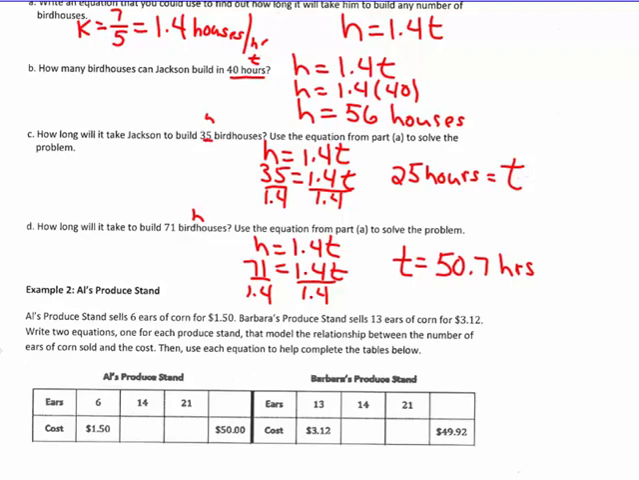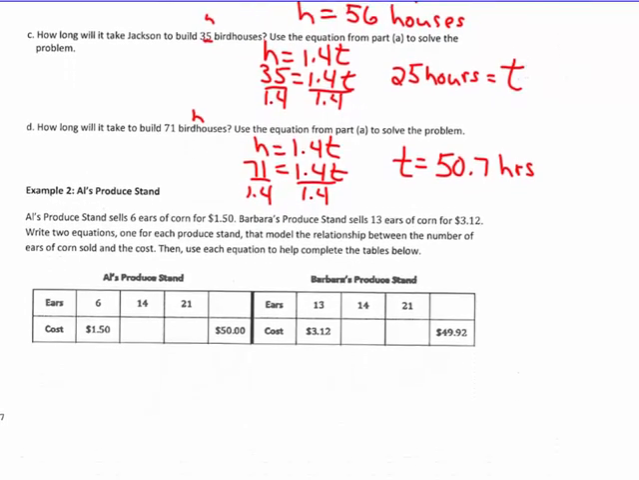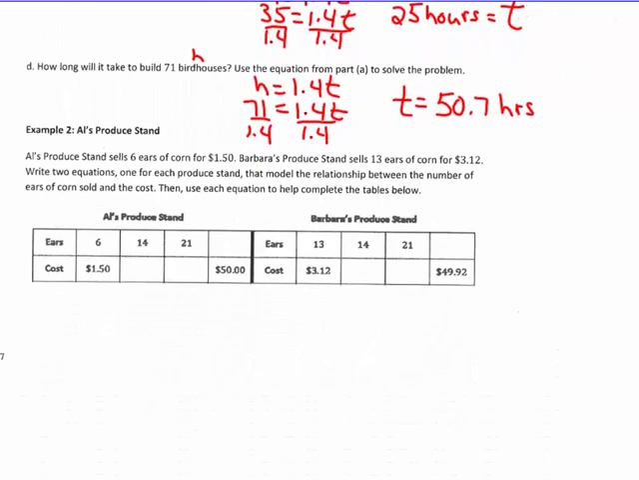Okay, next example. So Al's produce stand sells 6 ears of corn for $1.50. Barbara sells 13 ears for $3.12. Write 2 equations. So the first thing I have to do is figure out what that unit price is in this case. So my k is going to be $1.50 over 6. Right? How much is it for 1 ear of corn? Turns out it's 25 cents per ear. So my equation, I'm going to use C and E. So my equation is cost equals 0.25 times the number of ears, E.